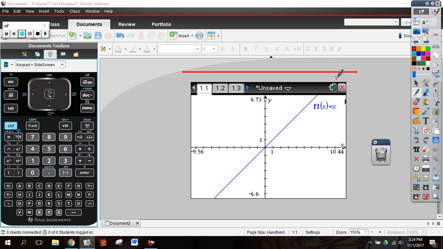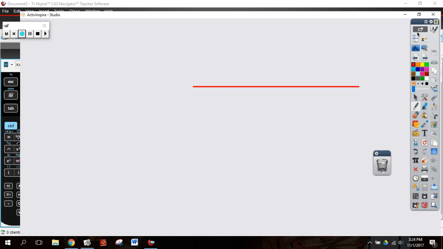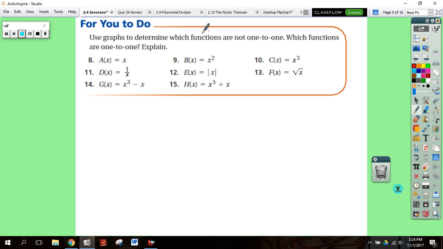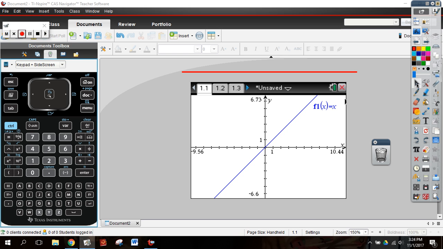Okay, so if we take a vertical line and a horizontal line, first of all, we know that these are all going to be functions. So that's what they're telling us, that all of these are functions. Okay, we want to know which of these functions are not one-to-one and which of them are one-to-one. So the only thing that we have to do is the horizontal line test, because we already know that they are functions. So if we take this horizontal line and we pass it across this graph, we can see that that red line doesn't cross the blue line more than once at any spot.